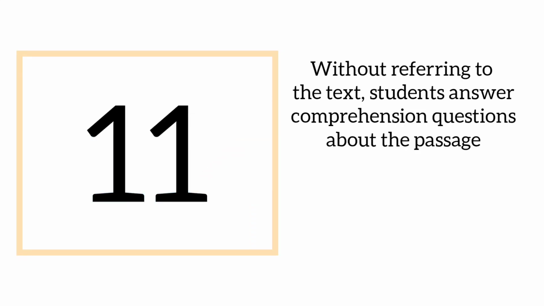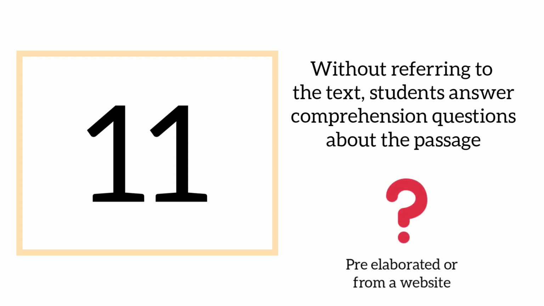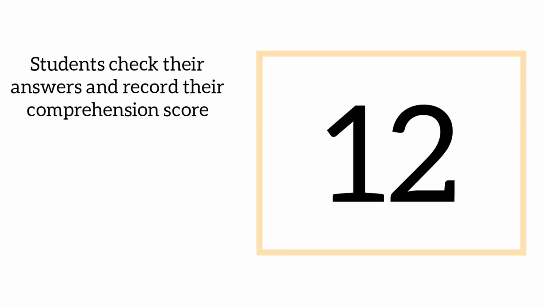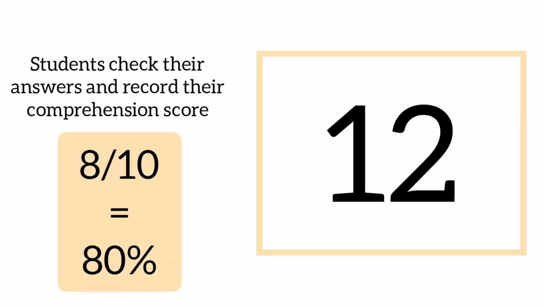Number 11, without referring to the text, students answer comprehension questions about the passage. Questions must be pre-elaborated by the teacher. Number 12, students check their answers and record their comprehension score. For example, if they answered 8 of 10 questions correctly, they could write 80%.